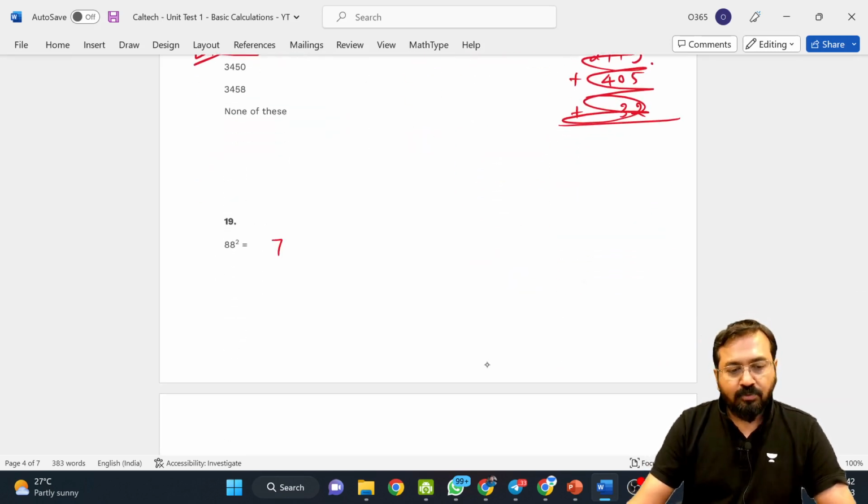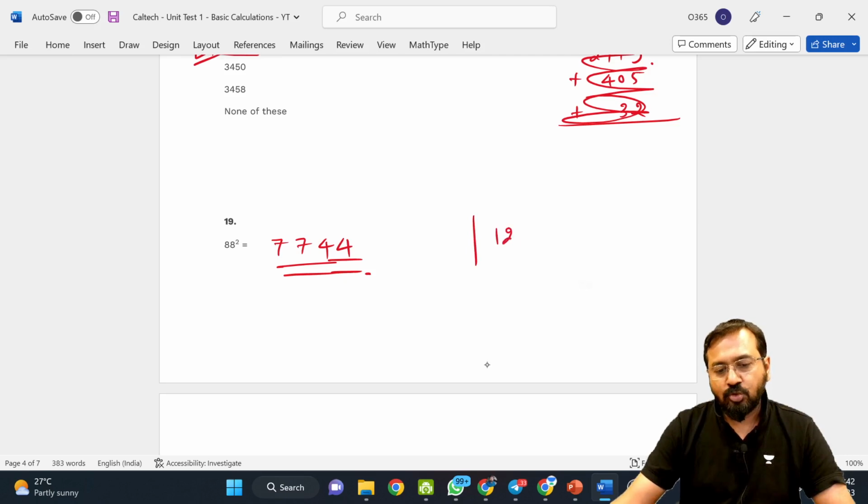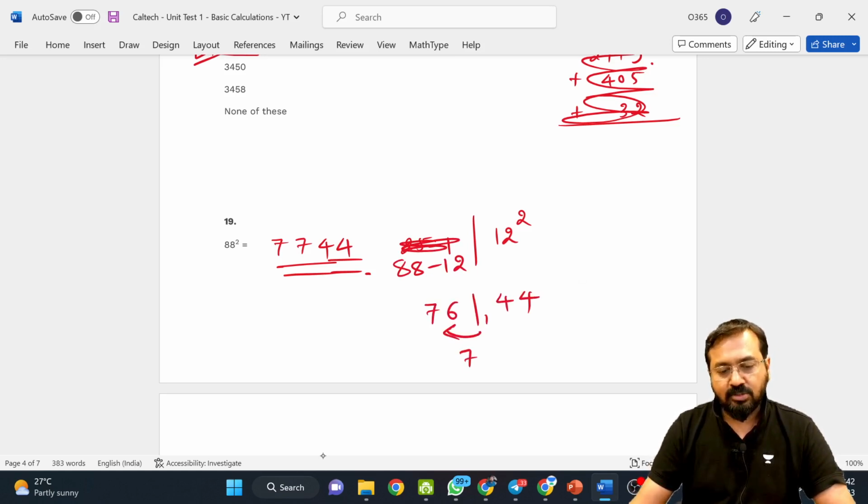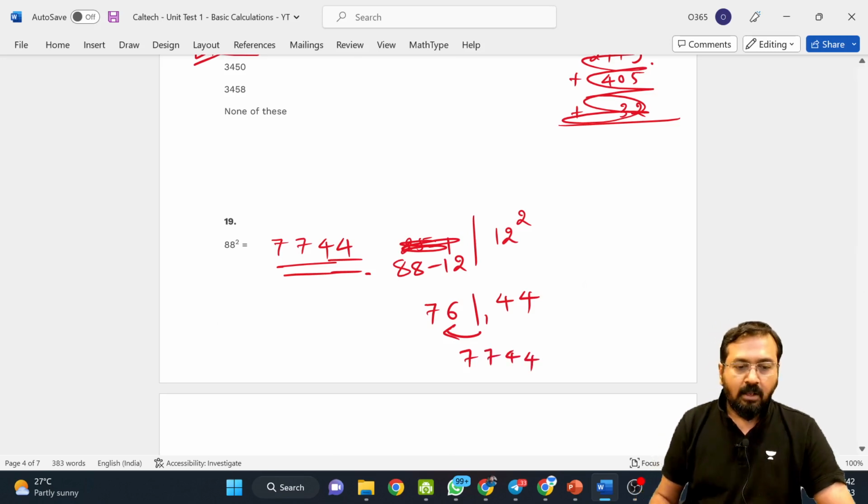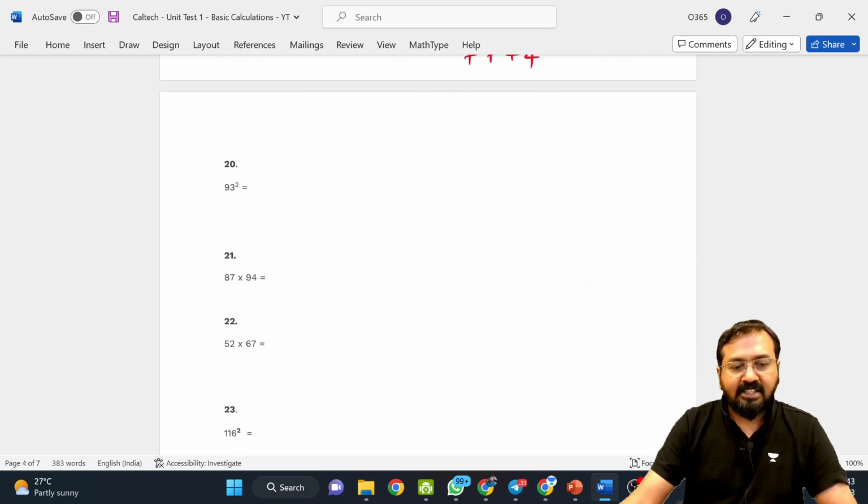88 square. So we know 7744. Very simple. 7744. Why? Because 88 is 12 less than 100. Oh, sorry, we'll have to use the base 100 method. So it will be 88 minus 12. So this is 76 and 144. 1 carried over. So 7744. Right. 93 square, guys. Very simple. 8649. Similar method.